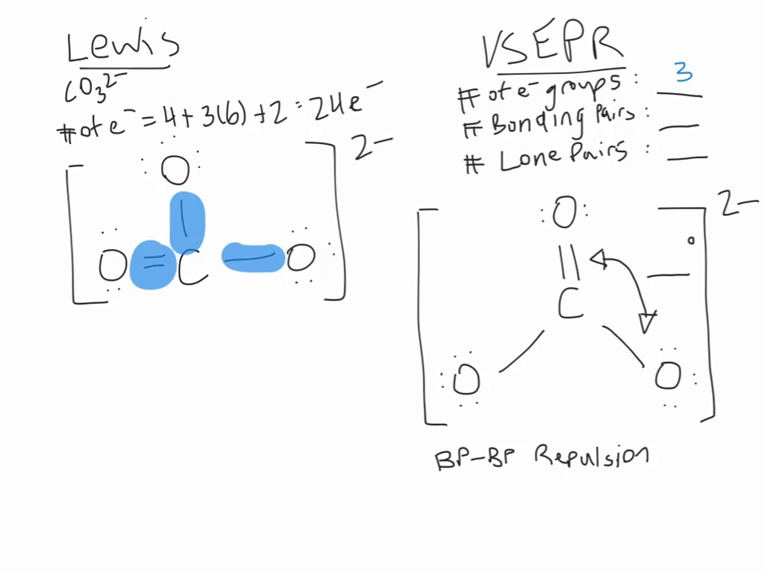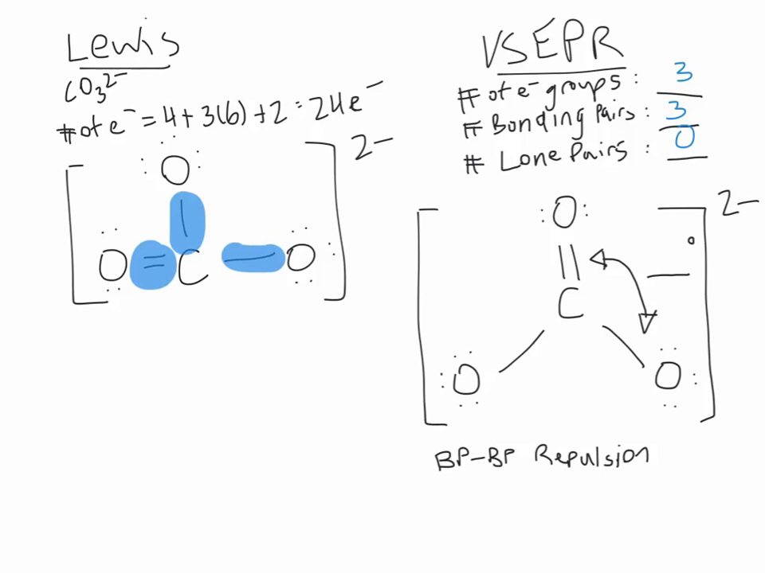And to find the molecular geometry, we just have to count the number of bonding pairs, which is 3. And since we have 3 bonding pairs, there are 0 lone pairs in the VSEPR structure. From here, we just have to find the angle between the oxygens around the central atom, which is carbon. In order to do that, we have to use the hierarchy of pair repulsion.